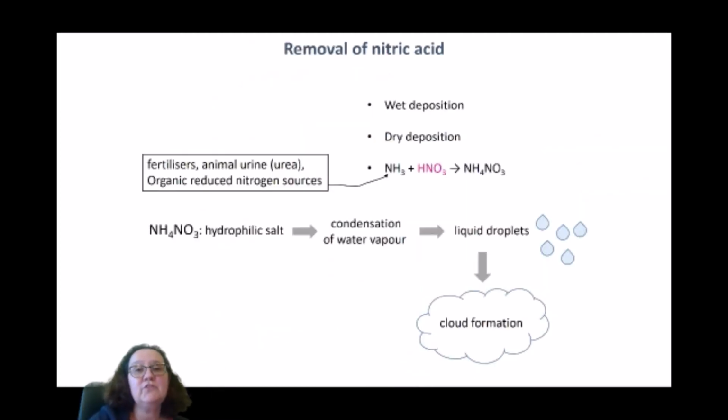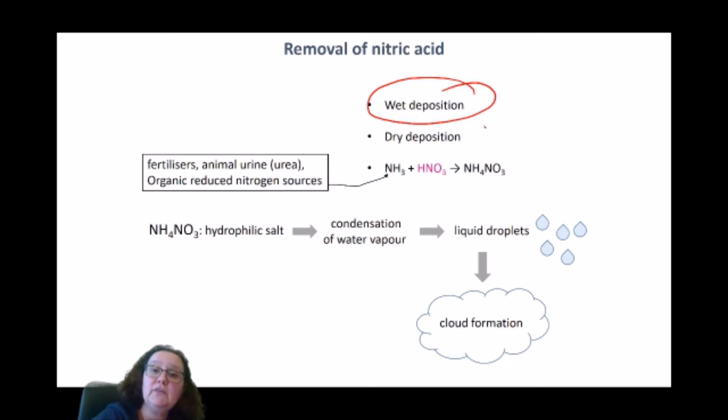So once nitric acid is formed in the atmosphere, how does it get removed? Well, you can have wet deposition in which the nitric acid mixes with molecules of water and forms cloud that eventually rains. Or you can also have dry deposition in which the nitric acid gets adsorbed on the surface of aerosol particles, so very small particulate matter, and deposits on the ground in a dry form.